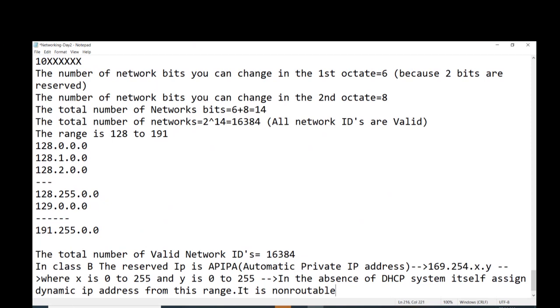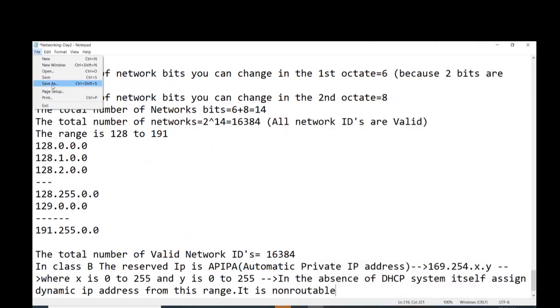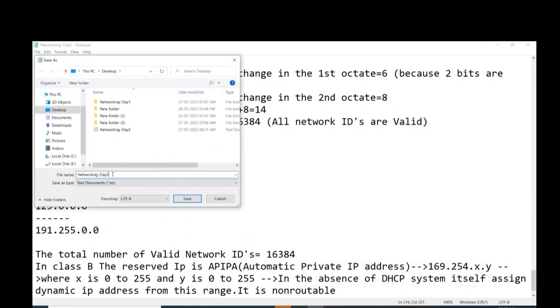Whenever I tell you something that you think is important in your book or in your soft copy notes, you can note it down in your notepad or something. So that is non-routable. Is that clear? So I'll make this a save as.